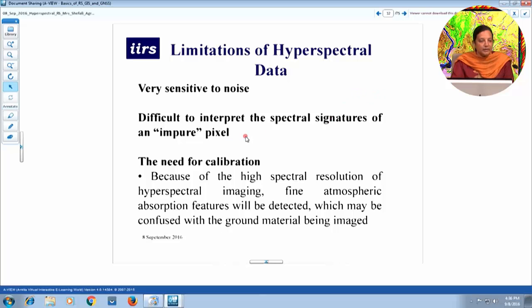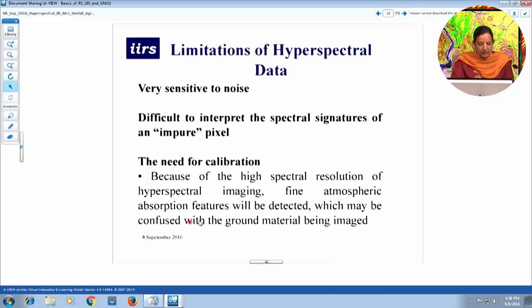So how do I interpret which class or what material is on the surface? Because the spectra which I get is not from one material. The spectra is a combination of the reflectance from different materials present in that large pixel of 30 meter by 30 meter. So how do I identify which is the land cover class? This is one of the major problems with hyperspectral datasets. Then hyperspectral datasets need to be calibrated.